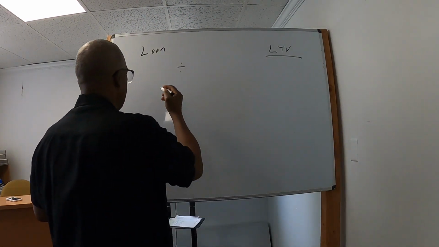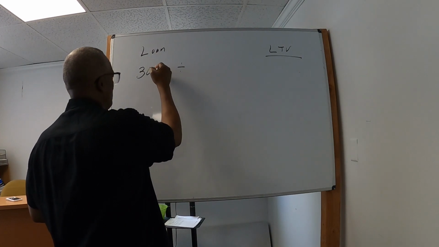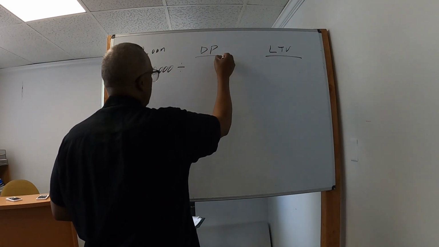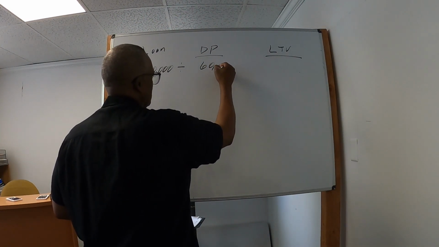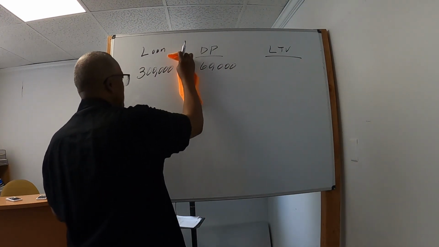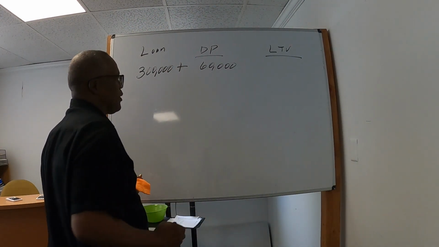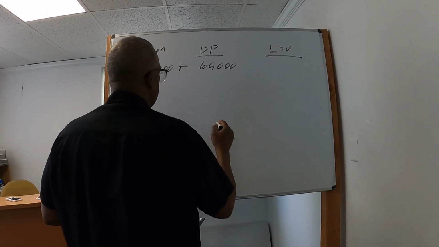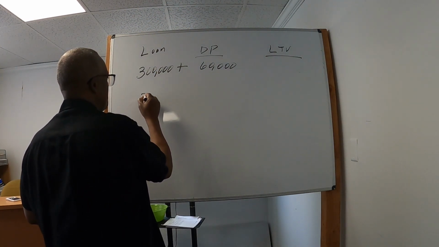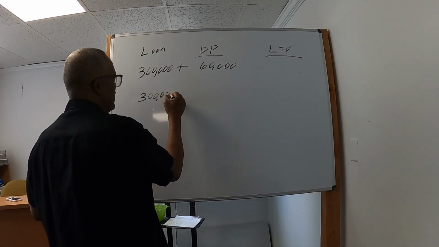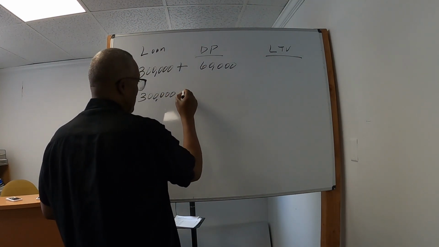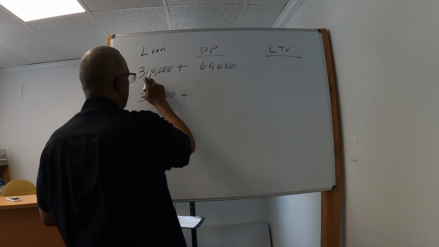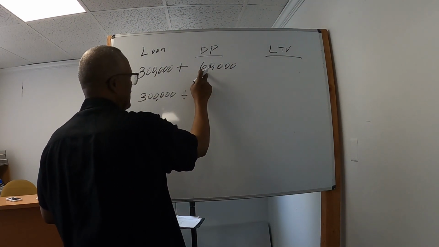So the loan amount, we'll just say, is $300,000. Your down payment we'll just say is $60,000. Before we do anything, we have to add those two together to get the purchase price before we can get the LTV. When we add these together, we're going to bring down the 300 here because that loan remains the same. We're going to divide it by, not plus, divide by 360. So 300,000 plus 60,000 gives you 360.